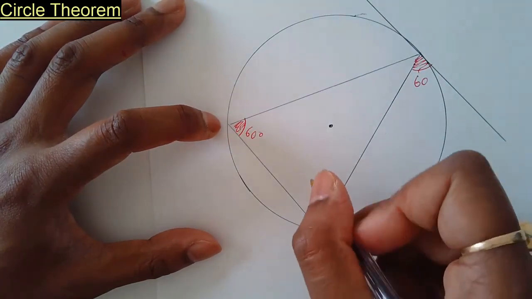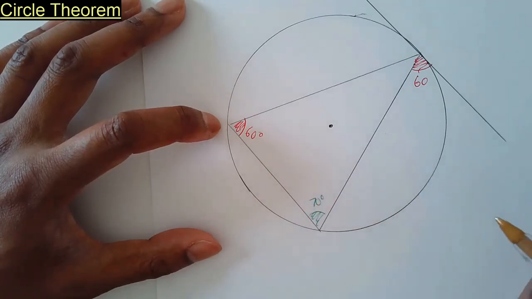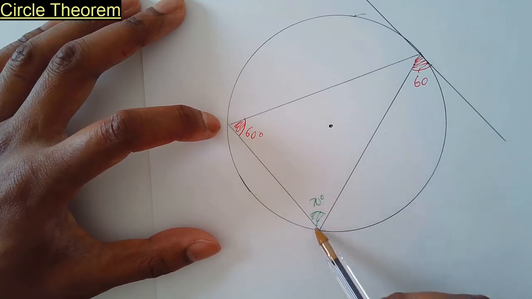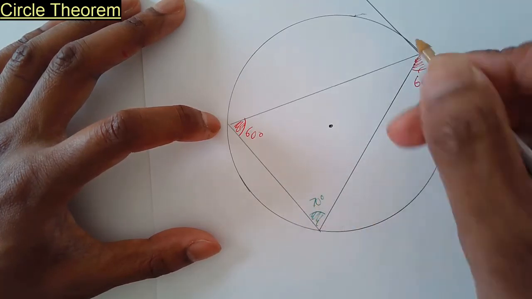Now let's suppose we have this one as 70 degrees. Where's the other 70 degrees? Well, clearly it can't be this one. These are not matching anyway, it has to be on the other side.